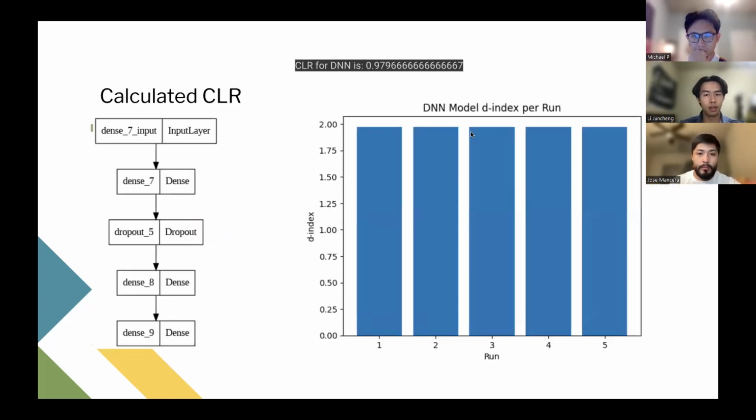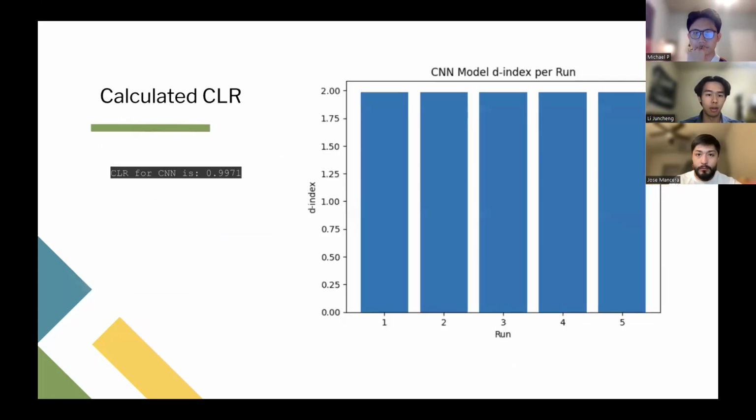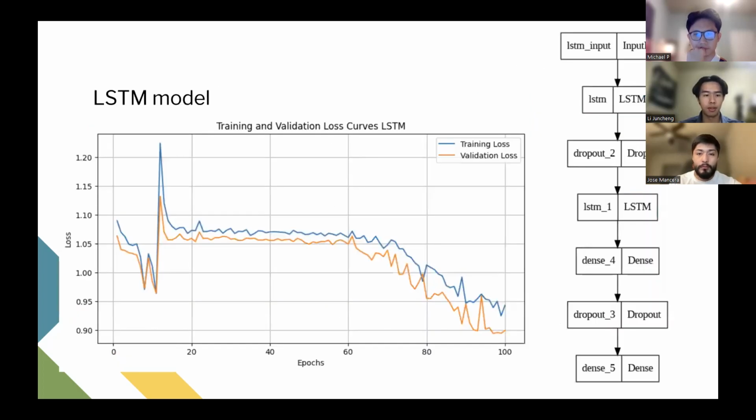And here's the CLR, and it's a perfect result. Here's the CNN model. Again, it's overfitted. Here's the CLR for the CNN. It's 0.99. And here's the LSTM.